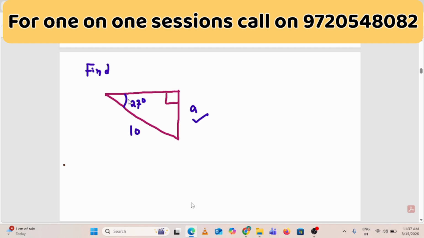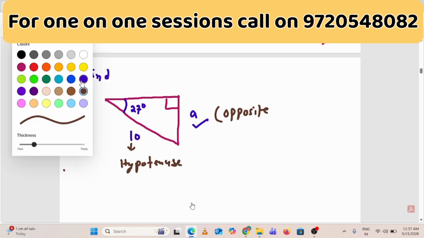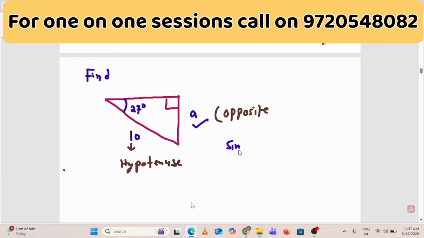Exactly. Let me explain also. In front of this 27, you have this 8. So that is opposite. And this is your hypotenuse. And this is your adjacent, but you don't know. Correct? So you will use sine here. Sine of 27-degree is equal to opposite over hypotenuse.